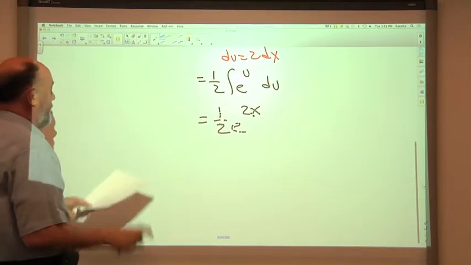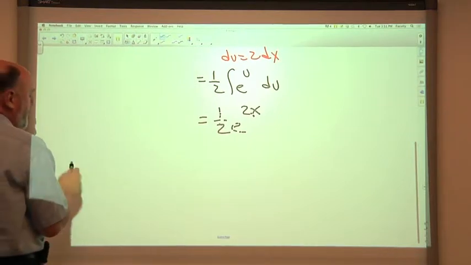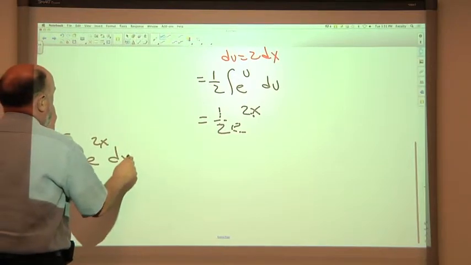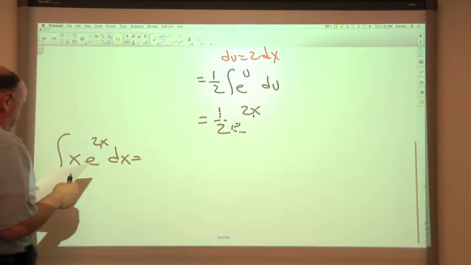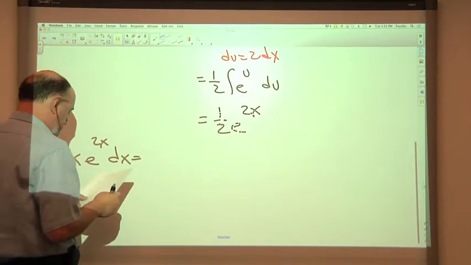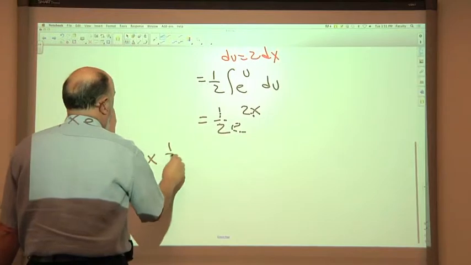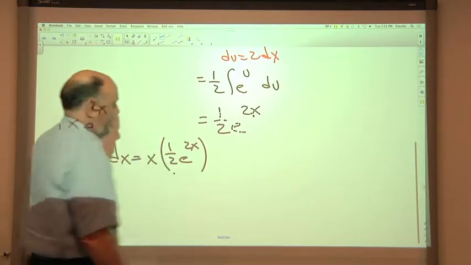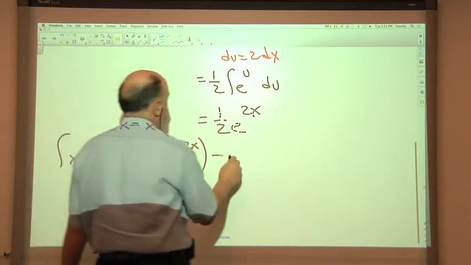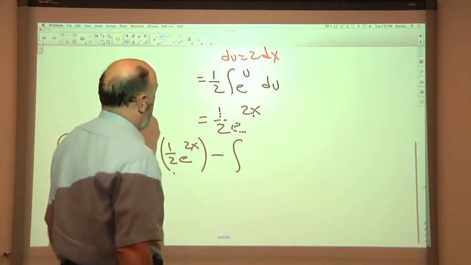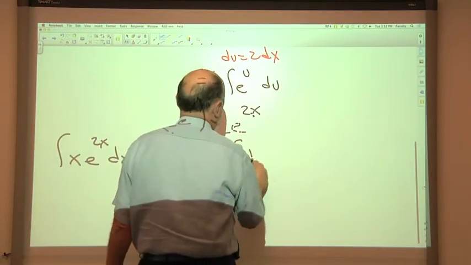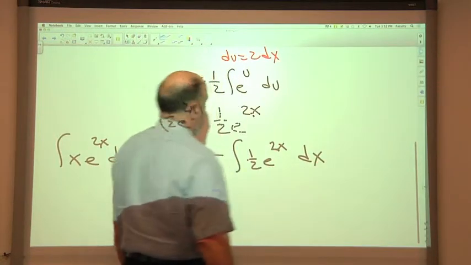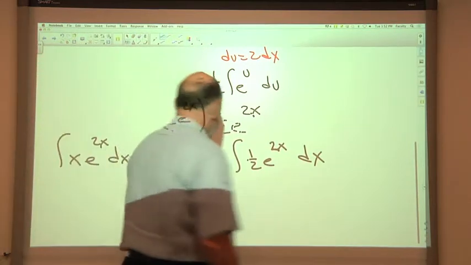So now we can take all this and plug it into our process for integration by parts. So the integral of x e to the 2x dx is given by u times v. So that would be x times 1/2 e to the 2x. That part minus the integral of v, which is 1/2 e to the 2x dx. So we get that.